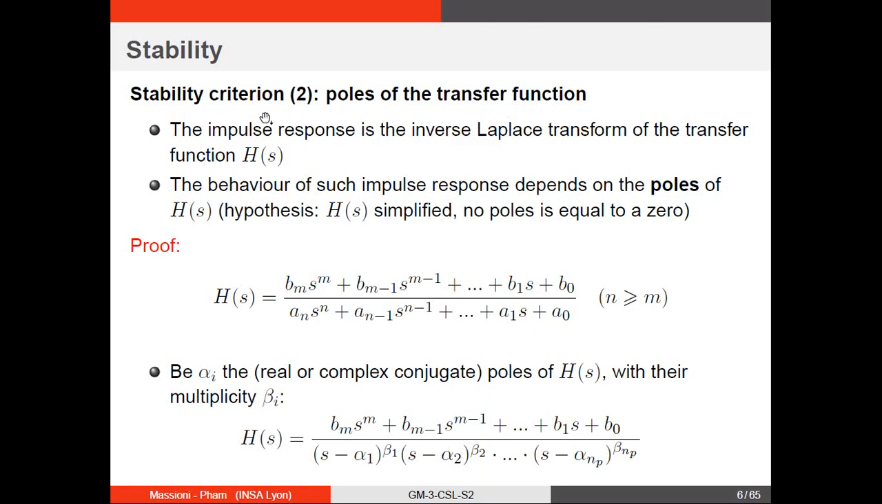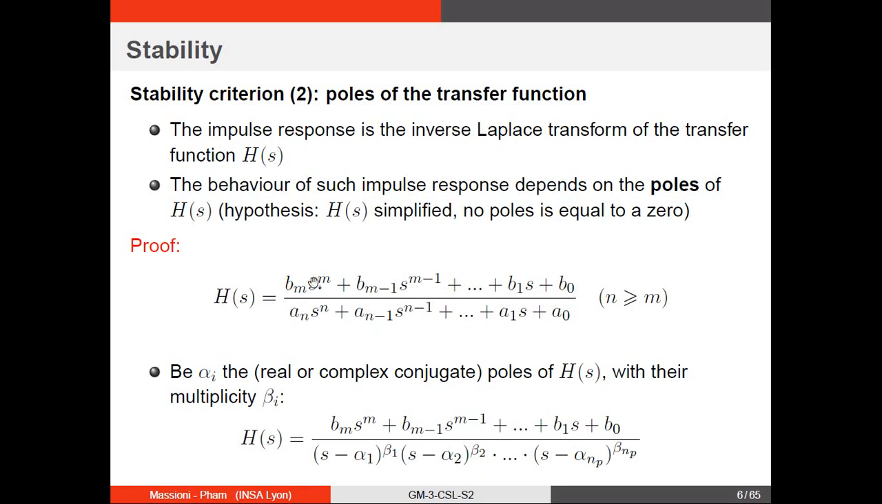So you remember the inverse Laplace transform of H of s is the impulse response. If you have a general transfer function like this, with the numerator and the denominator, you want to compute the inverse Laplace transform of this, which is the impulse response. Why do we want to do this? Because we want to compute the limit. We want to see how it goes for t going to infinity.